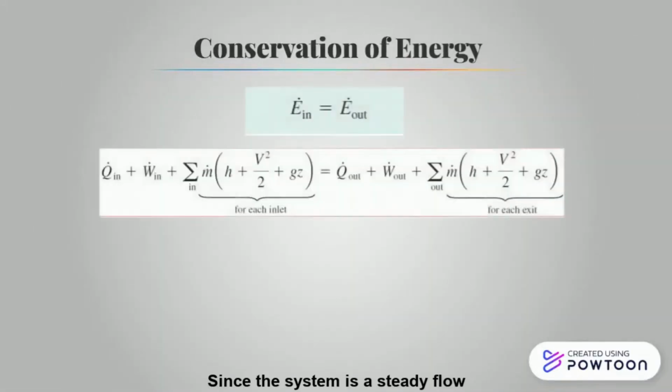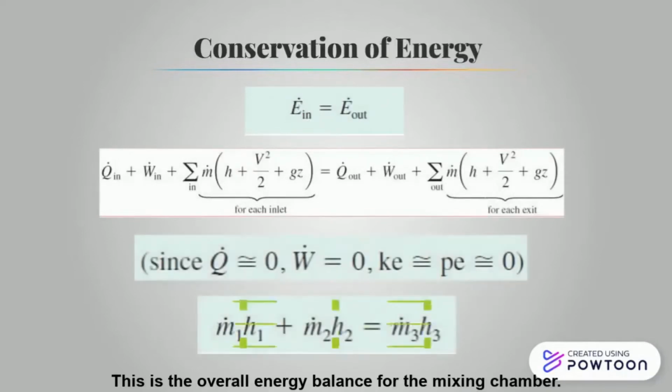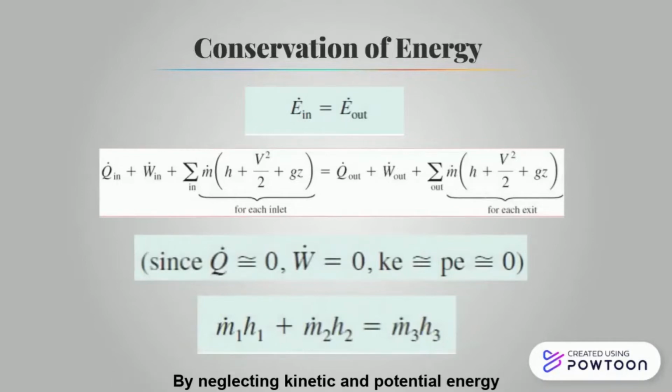Since the system is a steady flow, energy in is equal to energy out. This is the overall energy balance for the mixing chamber. By neglecting kinetic and potential energy and noting the process is adiabatic with no work, we have two entrants and one exit.